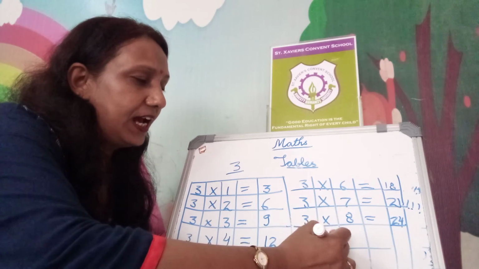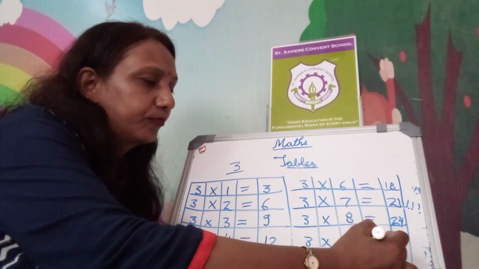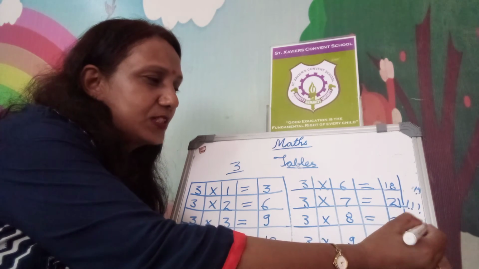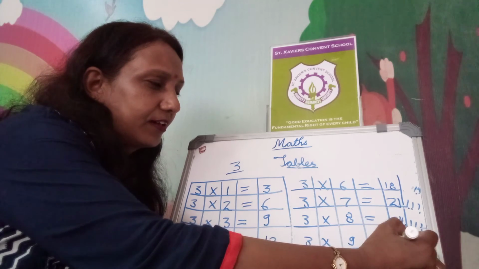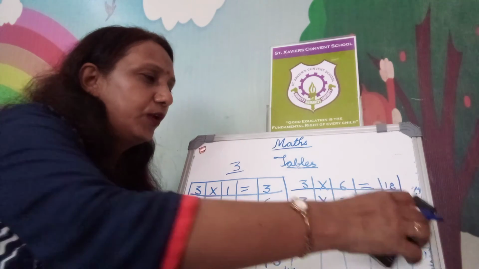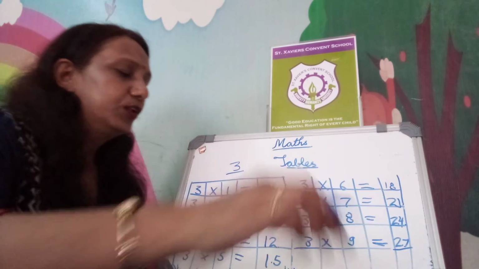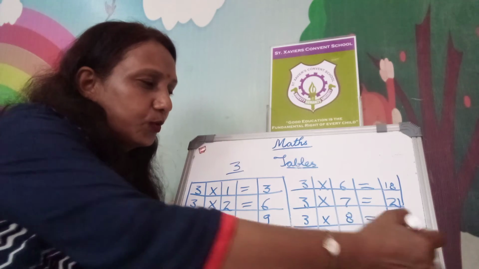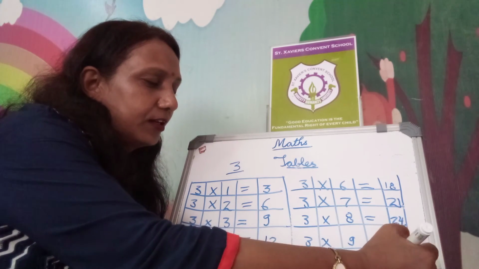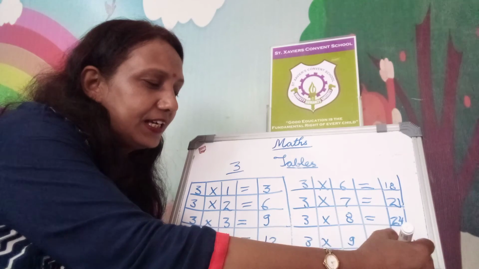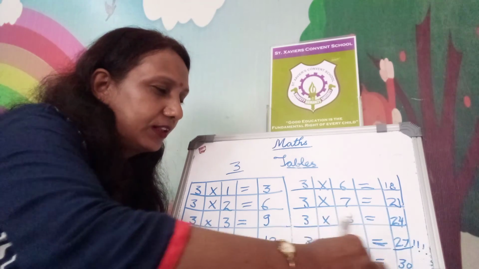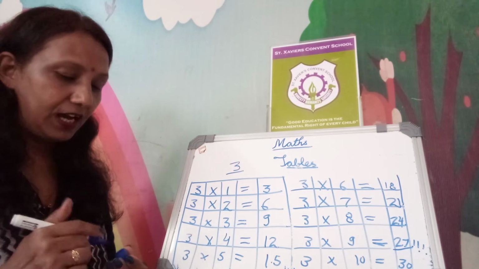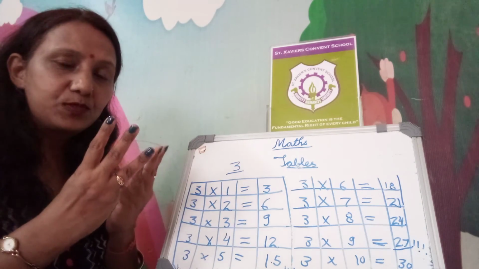Now 3 9s are, add 3 more. 1 2 3, 24 25 26 27. What will be the answer? 27. And now 3 10s are, 1 2 3, 27 28 29 30. 3 10s are 30. Alright. So this way you can just write and count 3 times.